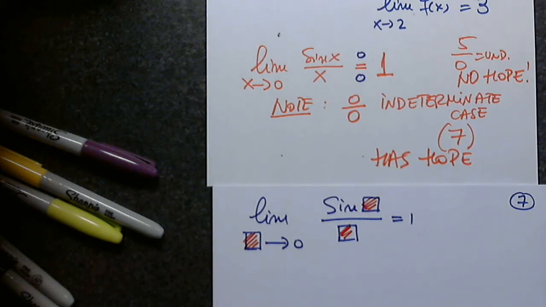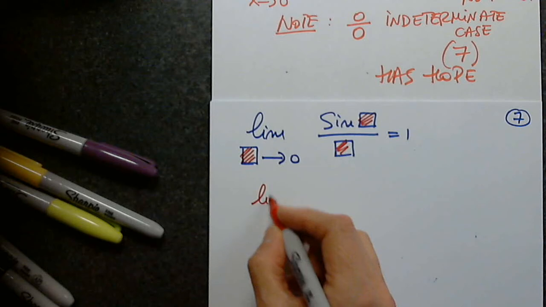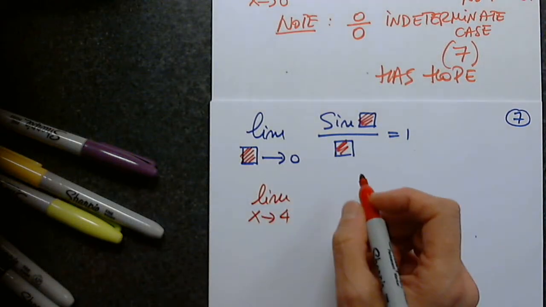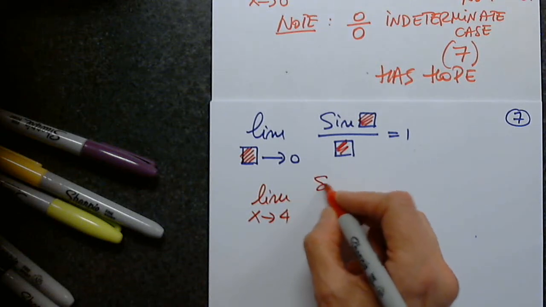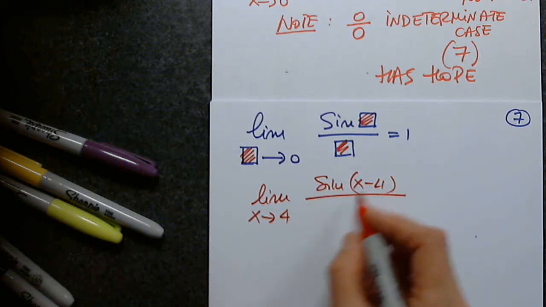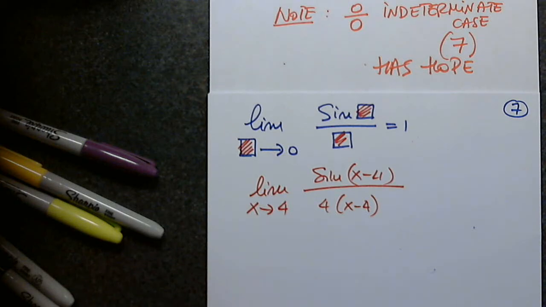And I'm looking for a situation in which we analyze this. And on page, I don't see any. I'm going to have to make one up. So let's say limit as x approaches 4 from sine of x minus 4 divided by 4x minus 4. What does this limit equal to?